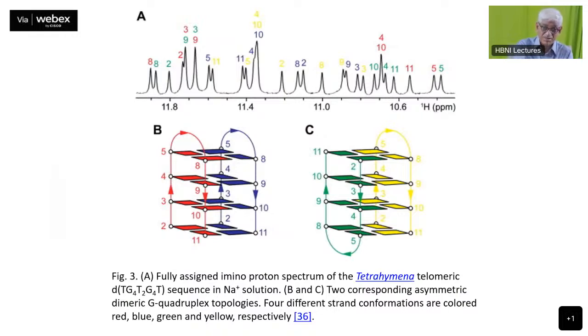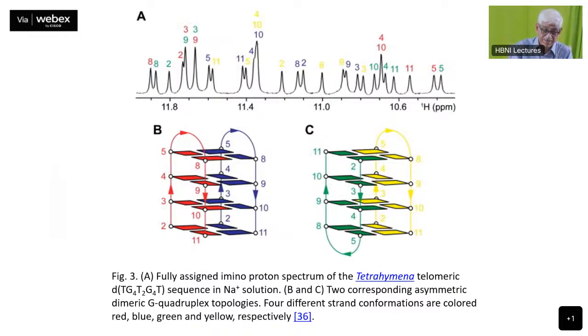So therefore, your NMR spectra can get very complex. You have so many imino proton peaks which are seen. All these belong to the G's only, remember. So these are all 2, 3, 4, 5, 6, 7, 8, 9. These are all the G's. Each G gives rise to one peak. So therefore, all the individual G's are non-equivalent, and all of them produce separate peaks.